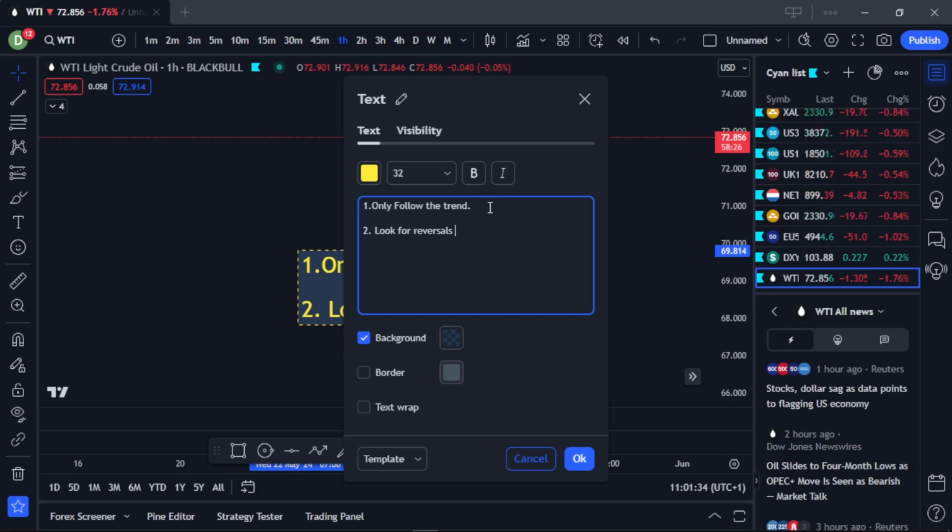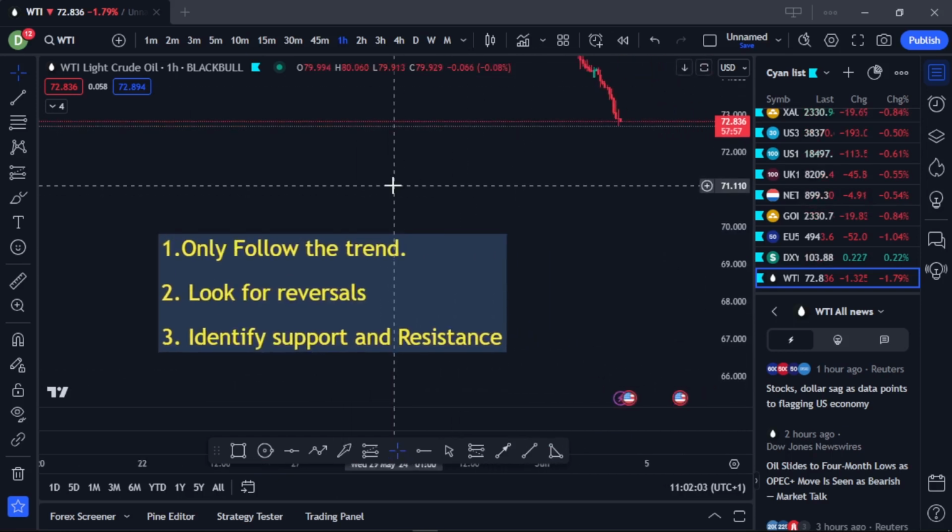Now, after looking at the market direction, either considering you want to follow the trend or looking for a reversal pattern, the next thing I do when I'm trading oil is number three, identify support and resistance. Now here's why support and resistance is very important when trading oil. The reason is that oil is not a currency pair, but it's actually, let me say, an energy.